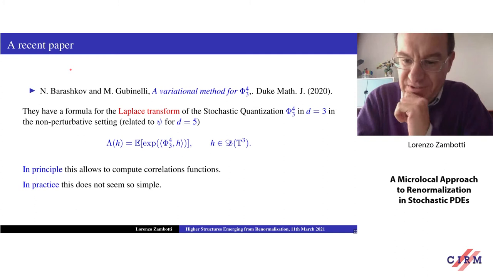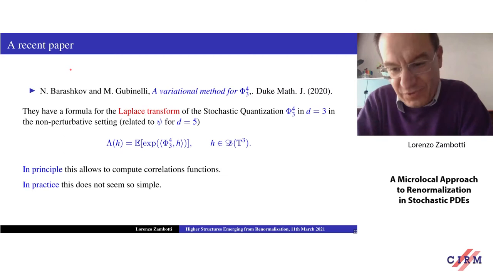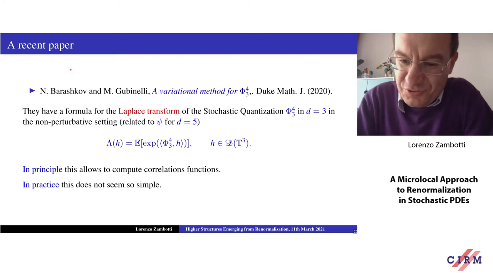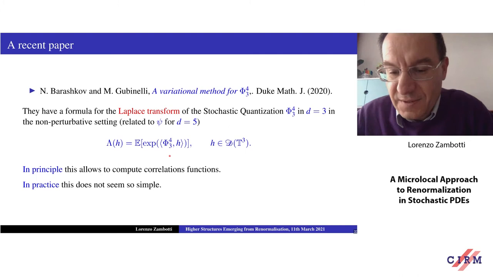So if you want, this is related to the solution to the elliptic equation in d equal to 5, or to the solution to the parabolic equation in d equal to 3. Anyway, whatever method you use to construct the Φ^4_3, this Φ^4_3 is the object you are looking for. It is a random distribution on the torus, so it's done in the bounded case, the compact case.